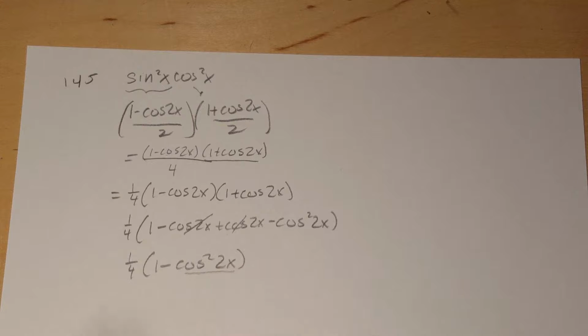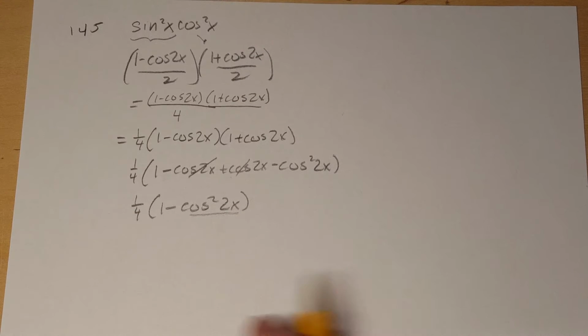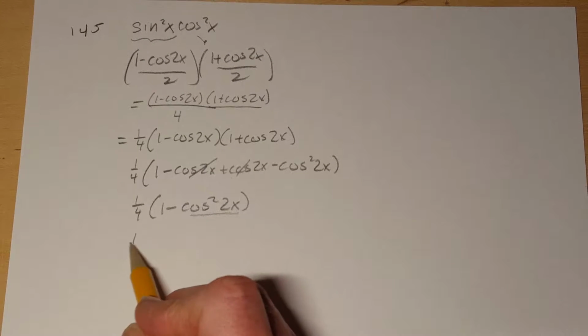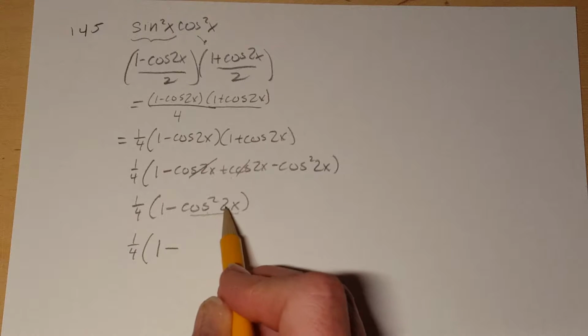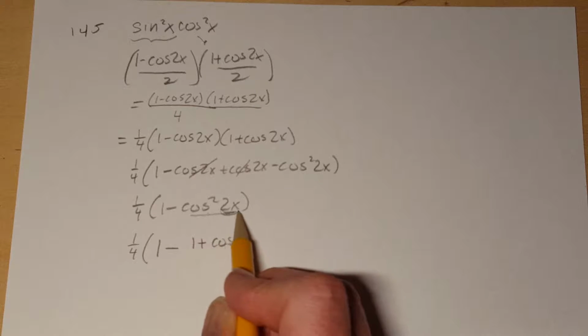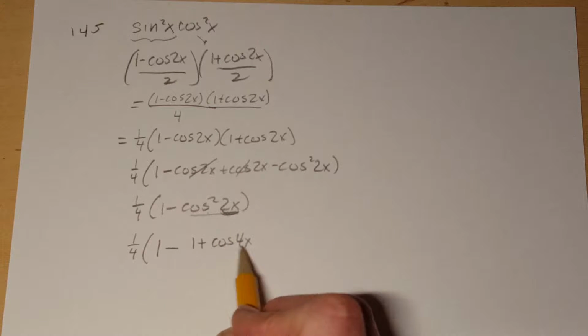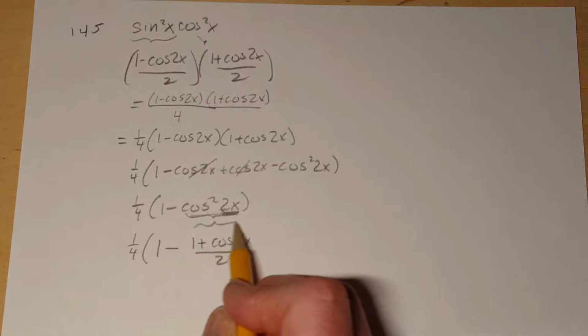So now I have to reduce that. The next step, we're going to replace this cosine squared 2x with its power reducing identity. Cosine squared of something is 1 plus cosine of twice that something, over 2. So we put 4x in here over 2. So this becomes that.